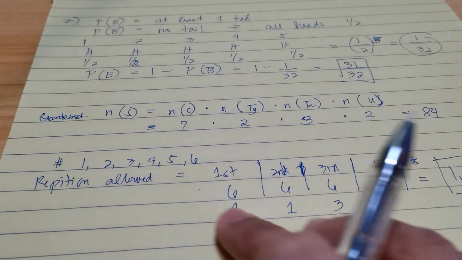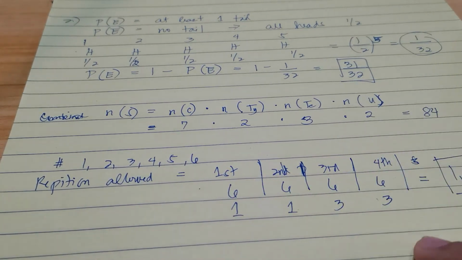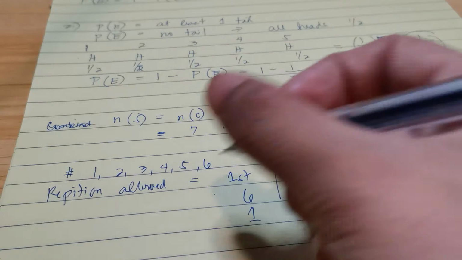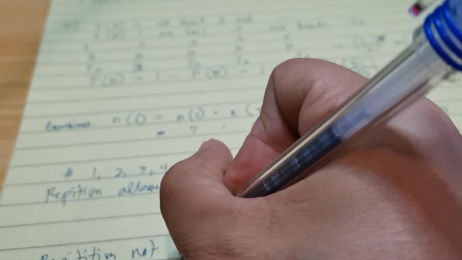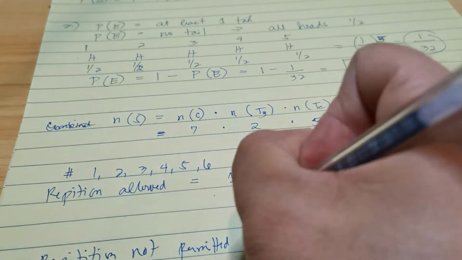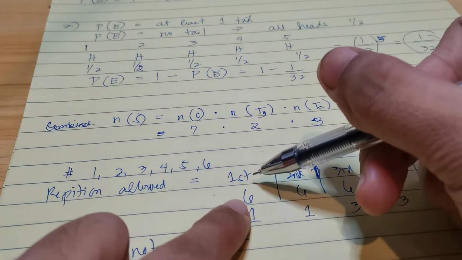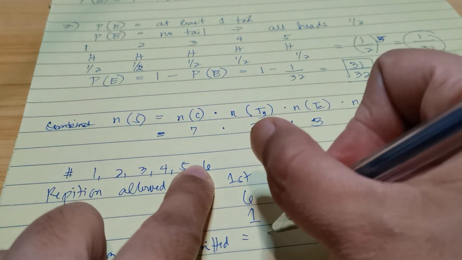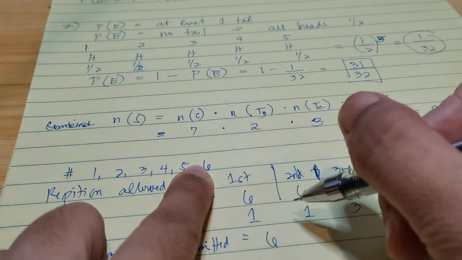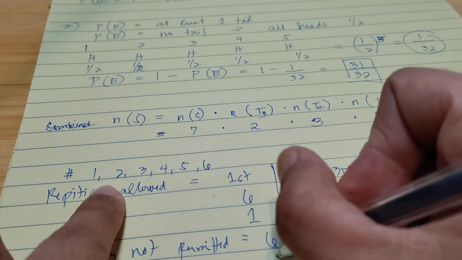Kasi ito parang independent siya, di ba? Kasi binabalik-balik mo siya. Replace, replace, replace. Okay, so dun sa repetition is not allowed naman. Repetition not permitted. Okay? So, sa first event mo, halimbawa, ilan ang pagpipilian mo? 6. Diba? 6. Ngayon, ang pinili mo ay halimbawa 1.